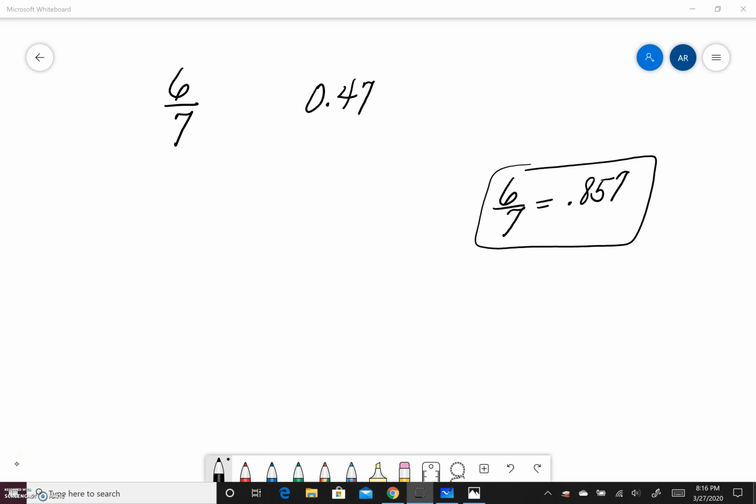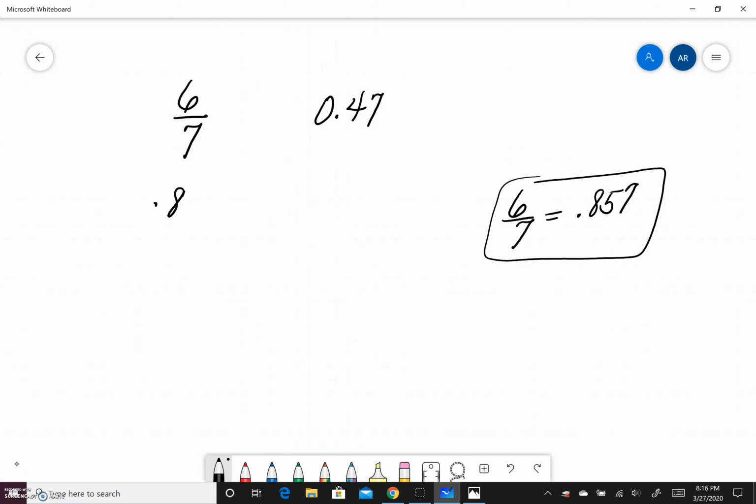We're going to have a problem where it's going to have you determine if 6 over 7 is greater than or less than 0.47. So all you need to do is just take that 6 and throw it into your calculator and divide it by 7, and you'll end up with a result of 0.857. So now, once you have it in decimal form, you can do a comparison to see which one is larger and which one is smaller. And you want to go digit by digit, but we don't have to go beyond this first digit because we can see the 8 is much larger than the 4. So the answer would be that 6 over 7 is larger than 0.47.